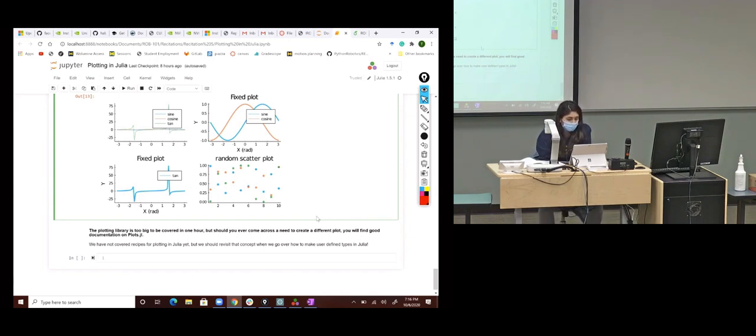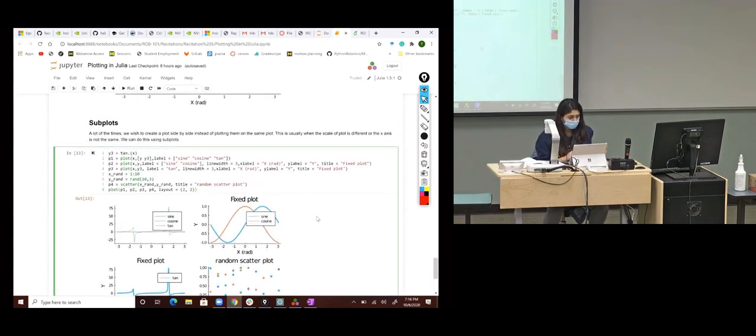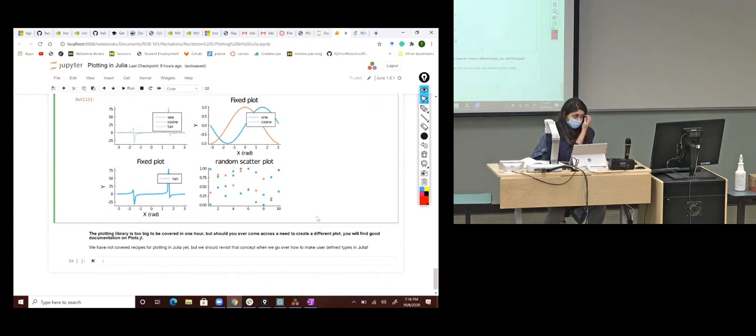The plotting library is definitely too big to be covered in 1 hour. A lot of it also depends on what you need at the time, the kind of data that you're trying to visualize. So should you ever come across a need to create a different plot, you will find different documentation options on the Plots.jl library. They have ways to plot surface plots and histograms and some very fancy stuff, which is easy to get from the documentation, but the basics have been covered, and that should be easy to translate.